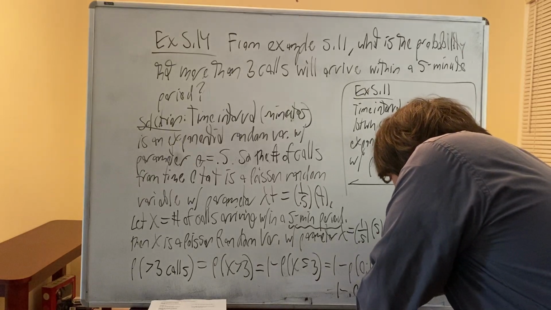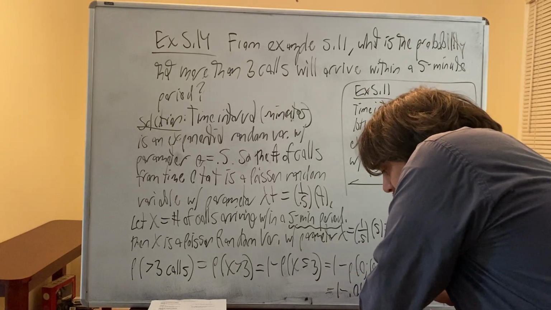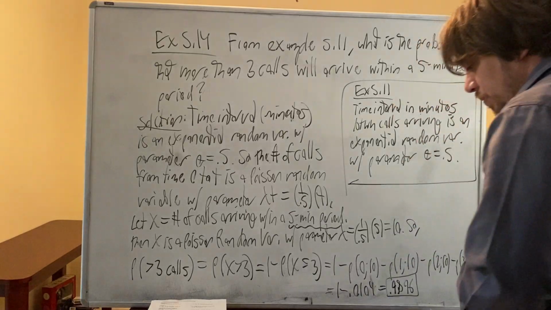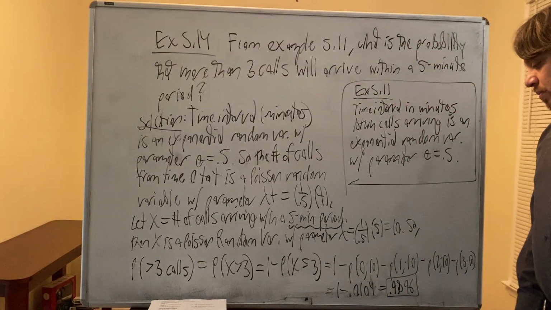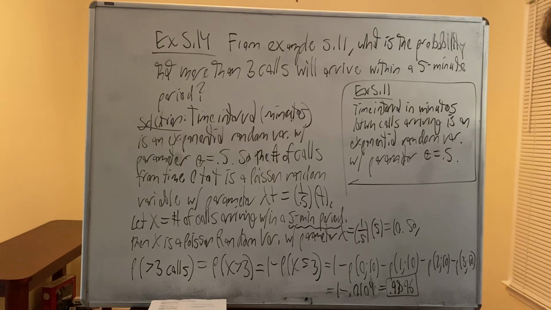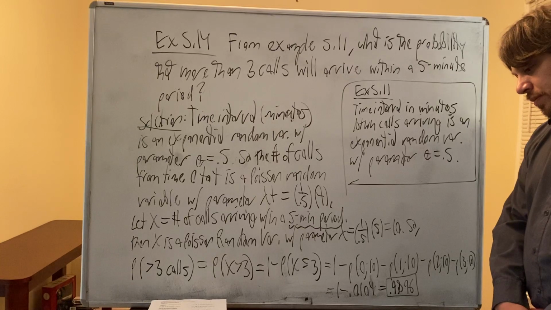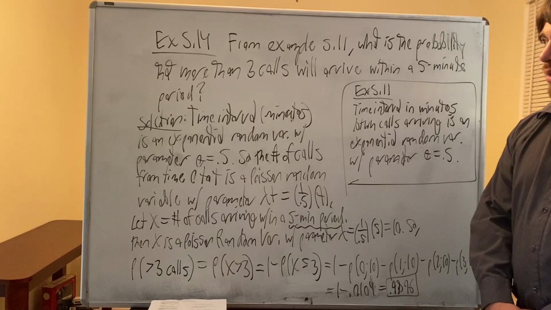0.0104, which is equal to 0.9896. Okay, and so the probability of getting more than 3 calls within a given 5-minute period is 0.9896. Okay, so that's example 5.14.